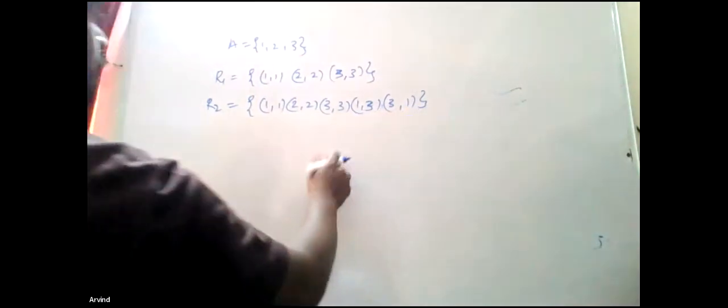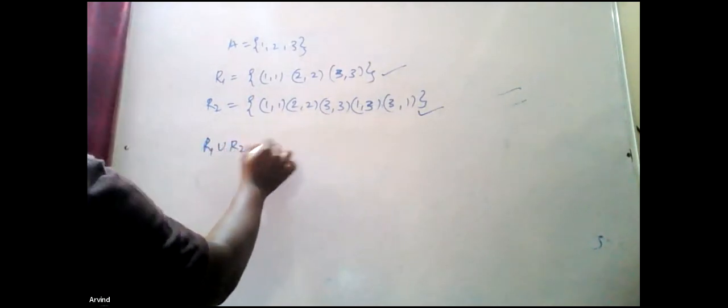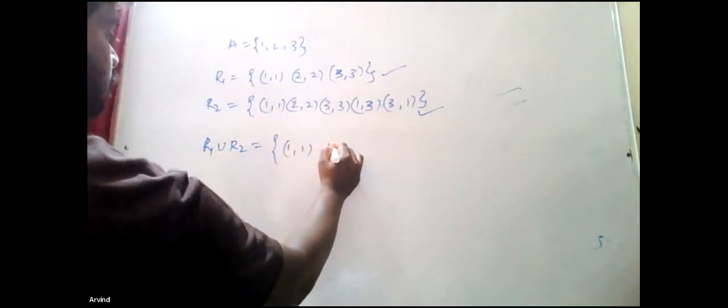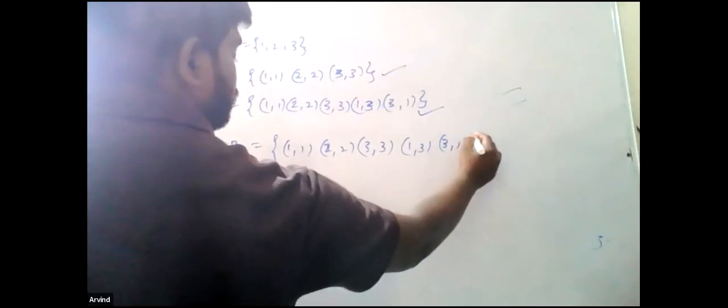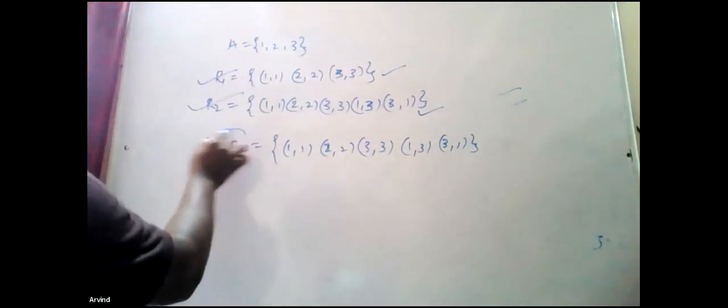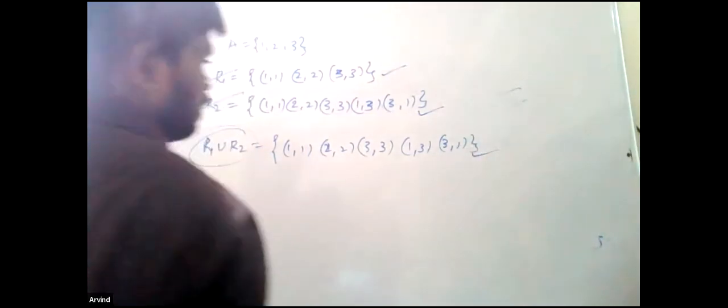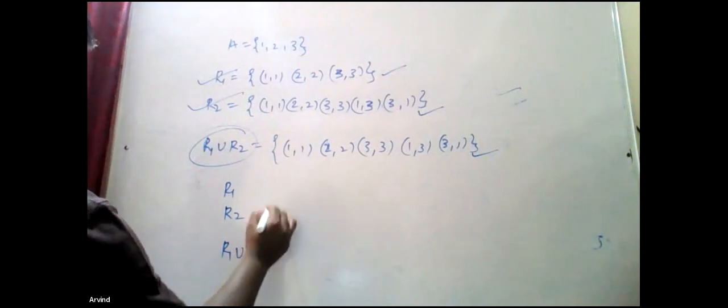One second, I'll give you an example. So this is an equivalence, this is an equivalence. R1 union R2: if we take the union, what comes? Common things (1,1), (2,2), (3,3), (1,3), (3,1). See, this is an example where this is an equivalence, this is an equivalence, and their union is also an equivalence. So I have to give an example where R1 union R2 is not an equivalence.